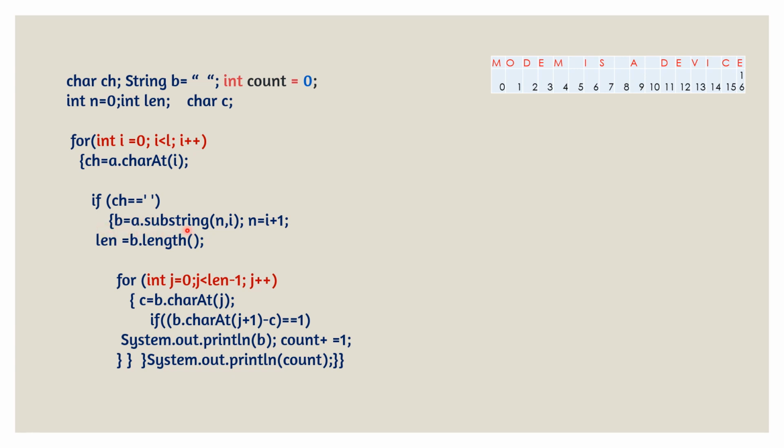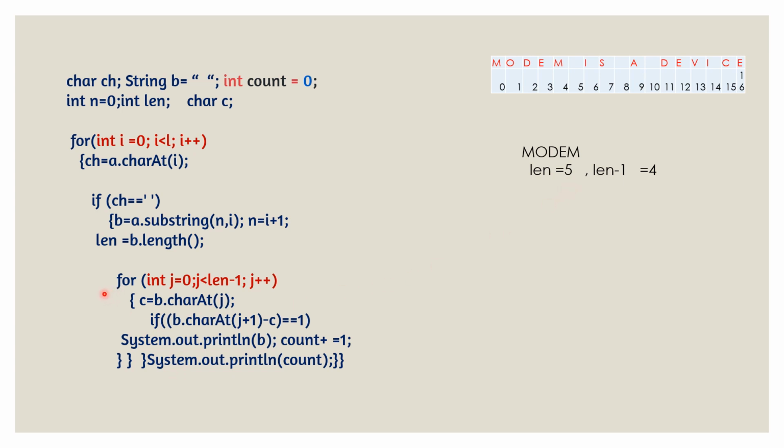b is equal to a substring of n to i. So 0 to 5, the word modem is removed. The second time, n is equal to i plus 1, that means n will become 6, as here 5 plus 1 is 6. From 6 to 8, the word is removed. Like that, the words will be removed one by one and stored in the variable b. Here we can take the first word as an example. The first word is modem. Now find the length. How many characters are in the word modem? Here we can see there are 5 characters, so the length will be 5.